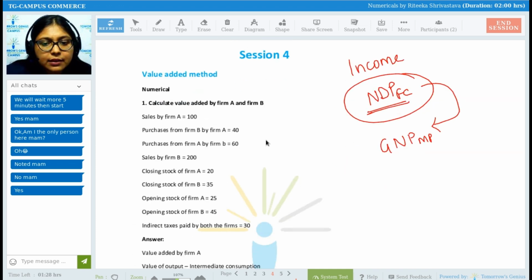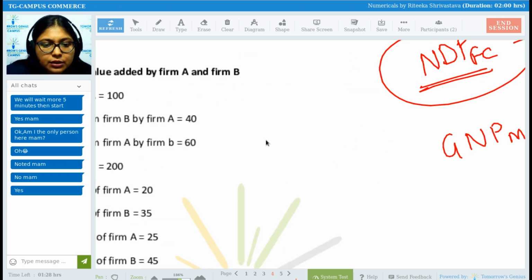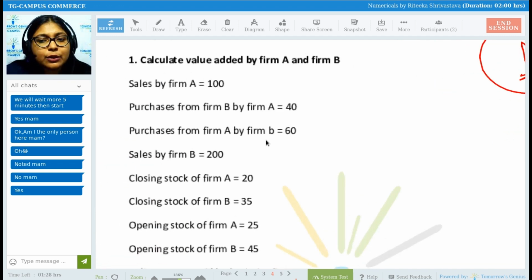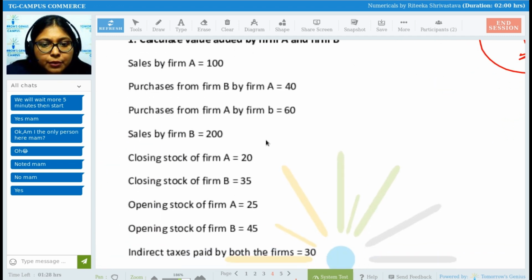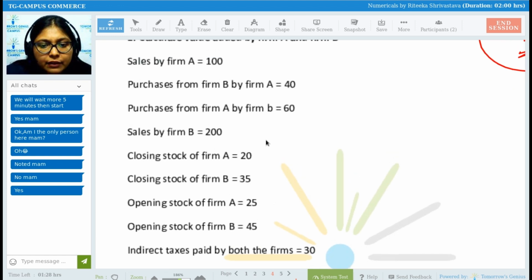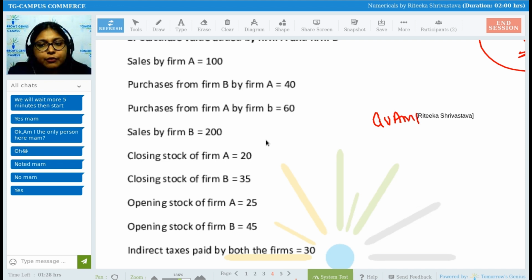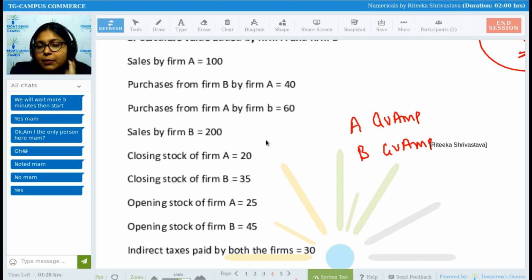Fine. Chalo. See, this is the first question. Try solving the question. Now you have to calculate value added by firm A and firm B. So basically they have given two firms, firm A and firm B. First of all, you will have to calculate the value added of firm A. That means first of all you will calculate GVA MP of firm A, and then you will calculate GVA MP for firm B. That's all. You don't have to find any other aggregate. Start solving. Wherever you get stuck, wherever you don't understand any component, let me know.